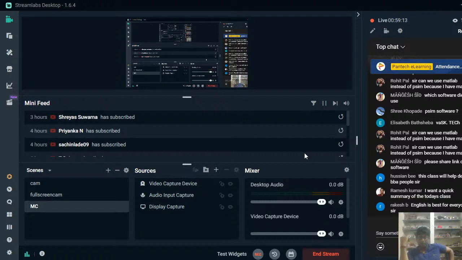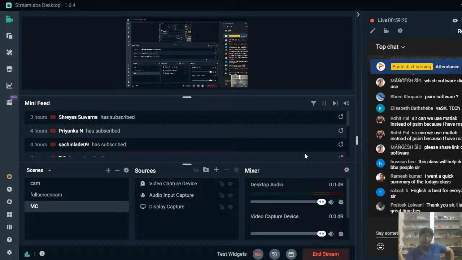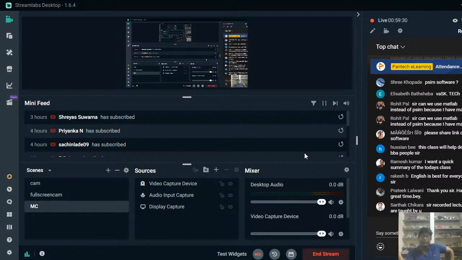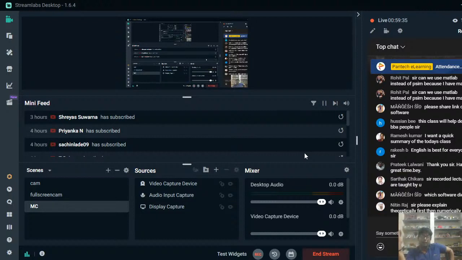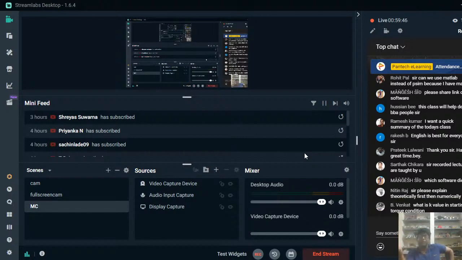I want a quick summary of today's class. Today we have learned about the speed torque characteristics, and as a prime mover how an induction motor can be selected based on your load characteristics. Then how to formulate the torque equation, and how one induction machine can be operated as an asynchronous generator, and a very brief introduction of the PSIM tools.